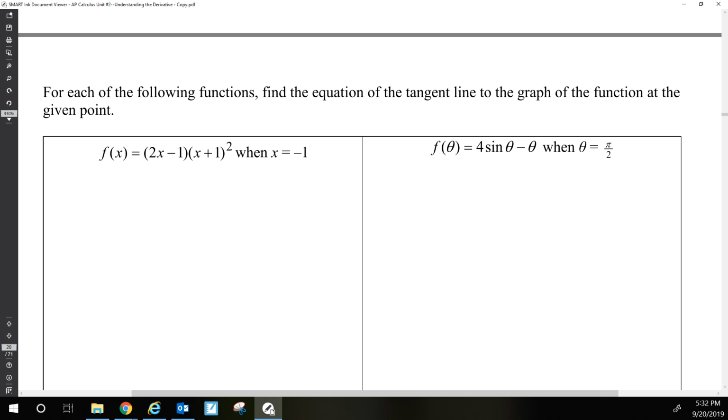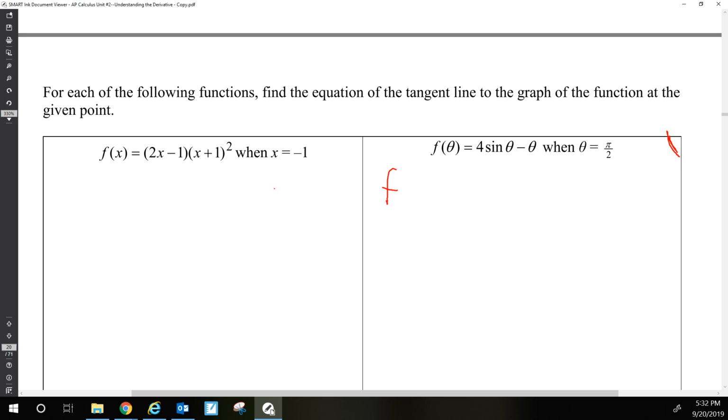All right, it asks us to find the derivative and write the equation of the tangent line. So if I want the tangent line, I need two things: a point on the tangent line and the slope of the tangent line. And we're not worried about this one. We did this one in the other videos. Now we're talking about our trig ones. So we're looking at when theta is pi over 2.